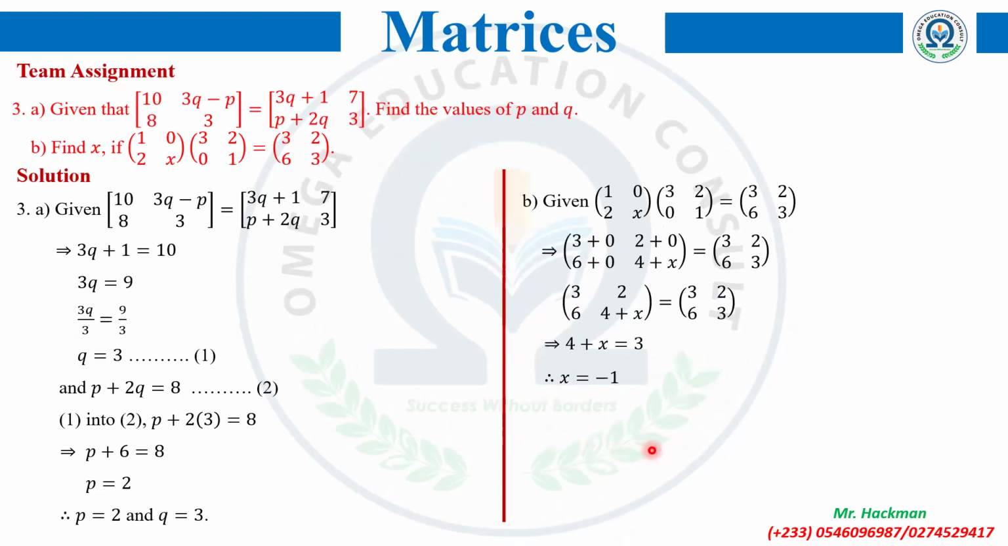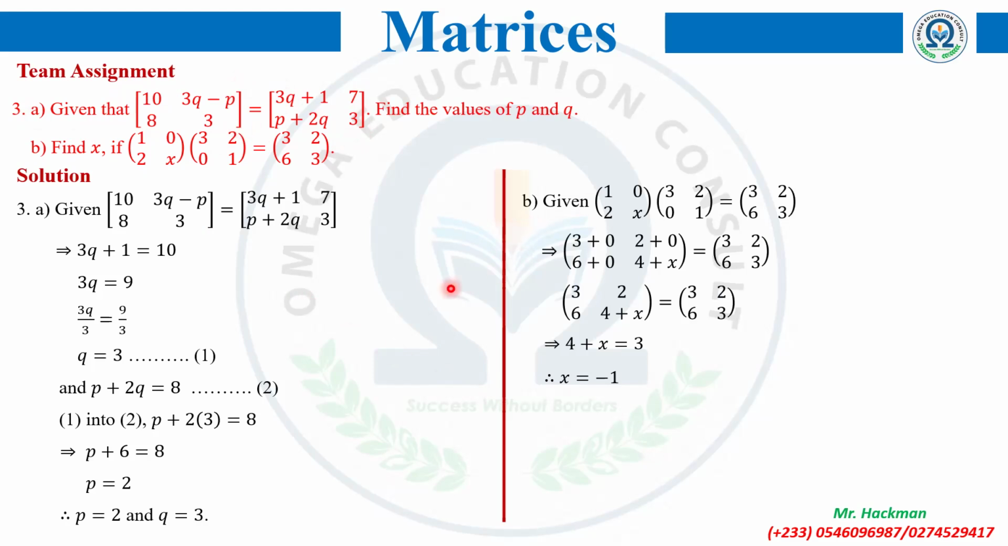And now quickly, let's look at question 3. Question 3, A: given that, you can see that this is a matrix because you have it in a square bracket. This is also a matrix, so it's not a determinant. Those of you who thought as such, you need to know the difference.